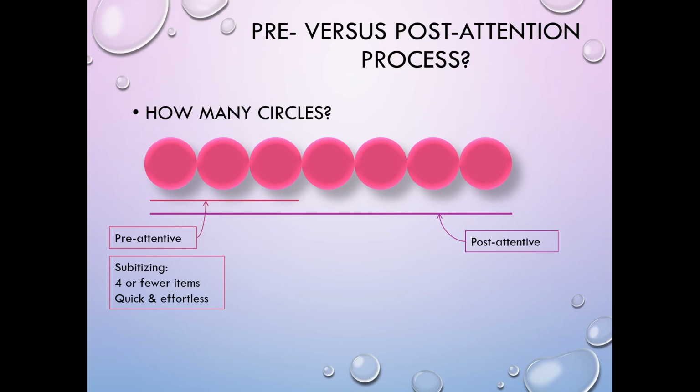Subitizing is a word that just describes how you can do it without having to individually account for each item. It's quick, it's effortless. You can just take a glance and you knew that there were 3. Enumeration, which is the word I used a second ago, is when you have to actually count it.